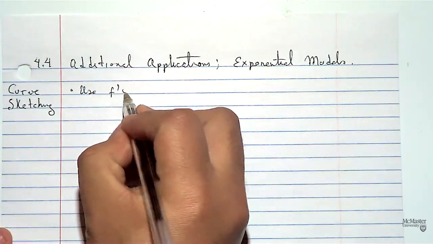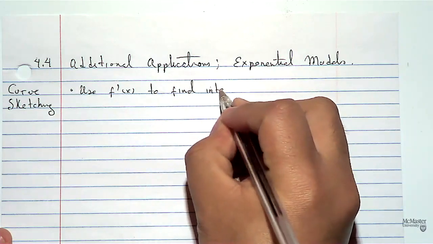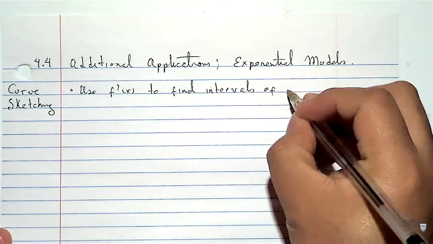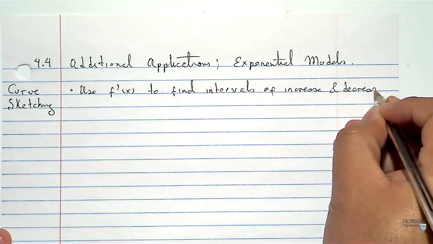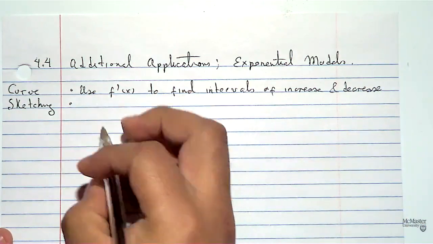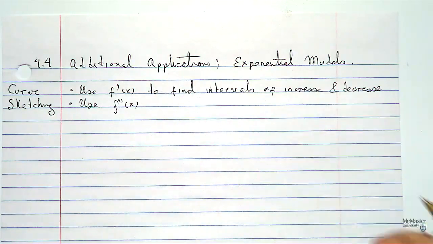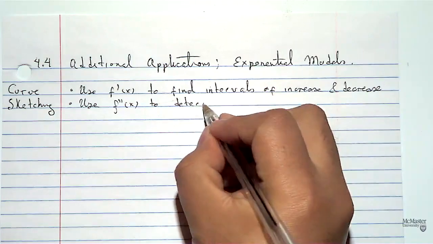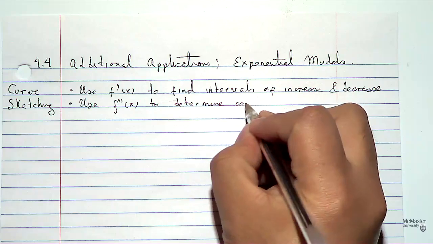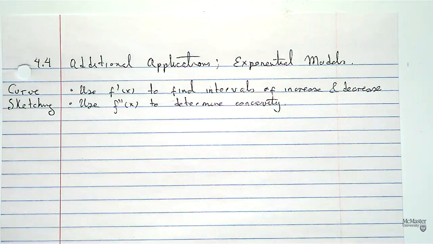You first use the derivative to find intervals of increase and decrease. And the second indication is to use the second derivative, f double prime of x. Who has seen f double prime? People, right? To determine the concavity. So basically, how is the derivative growing? So you consider the rate of change of the derivative, which is the second derivative.